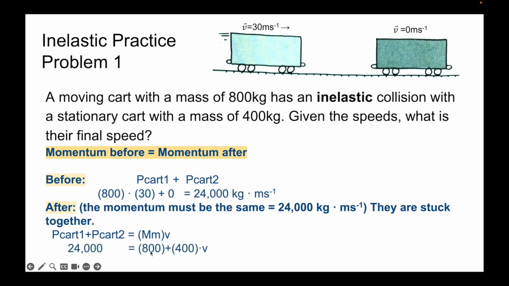So what we end up with is 800 plus 400 times our velocity. Now we can solve for v. We end up finding our v, which is about 20 meters per second. Can you confirm that?